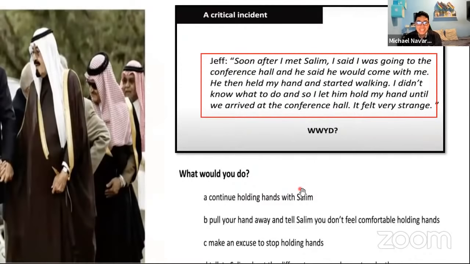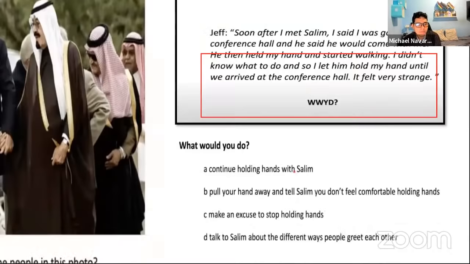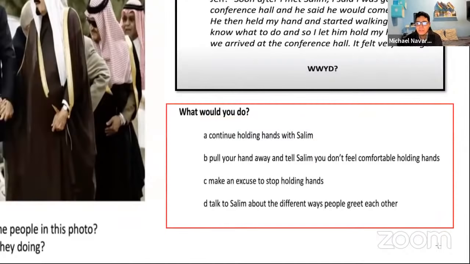You have provided your students with a context, with a conflict, with a misunderstanding, right? A cultural shock, perhaps, for some people. And then you want to generate discussion. So I ask my students, what would you do if you were in that situation? And I give my students different options. We have, in this case, four options, right? So I ask my students to read these options and to choose only one answer.